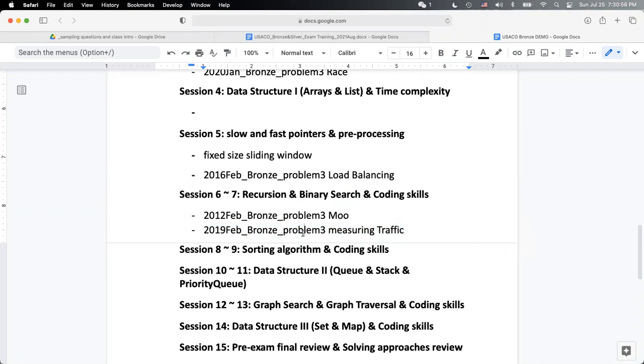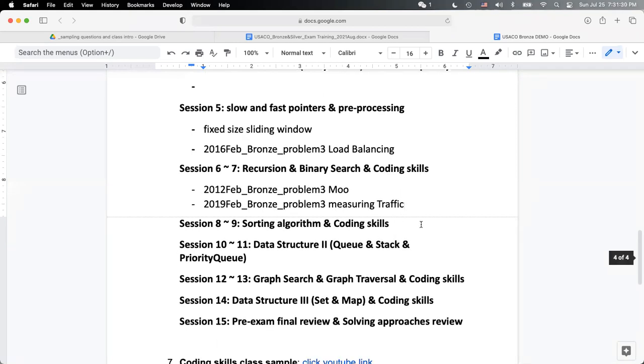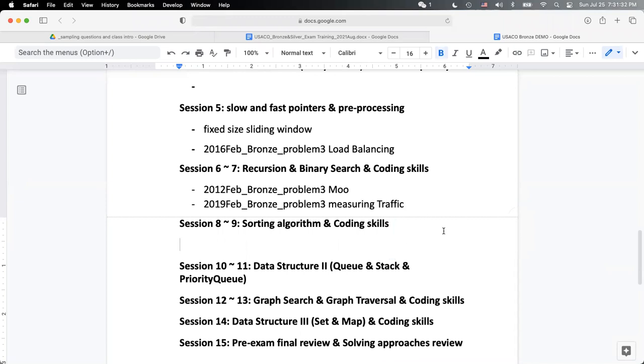Okay. And apparently you see that I already have a library that basically categorizes the topic versus the questions. So I can have a sense of the emphasis when I deliver my lecture. I just want to let you know the way I organize our sessions is based upon the connection with the USACO questions and based upon the category. Then we can understand why we need to learn this solving approach, not to mention data structure and algorithm. Okay, continue. Sorting algorithm and coding skill.